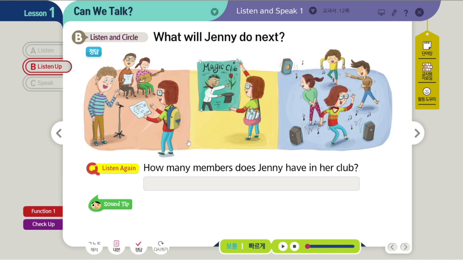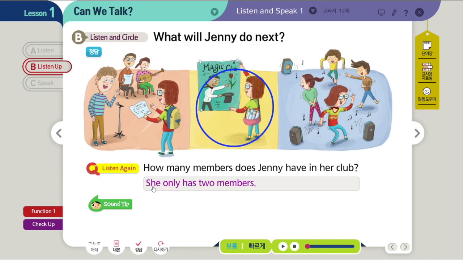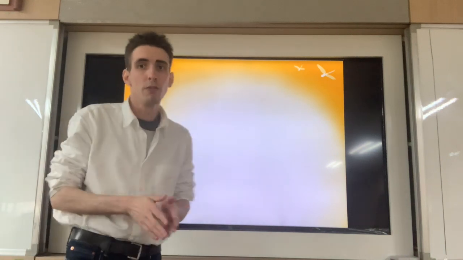What was the answer to the question, what will Jenny do next? Jenny is the president of the Magic Club, so Jenny will post an ad on the school bulletin board. How many members does Jenny have in her club? Jenny has 2 members. All right, let's move on.